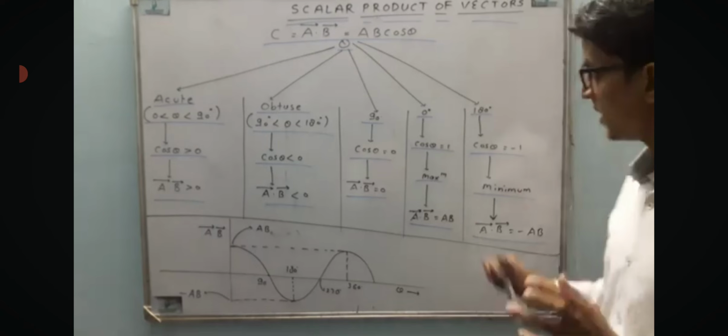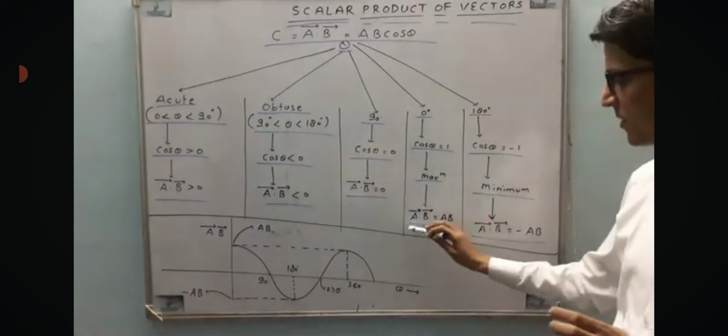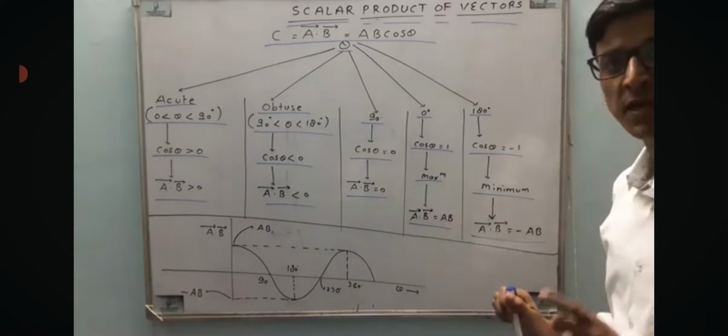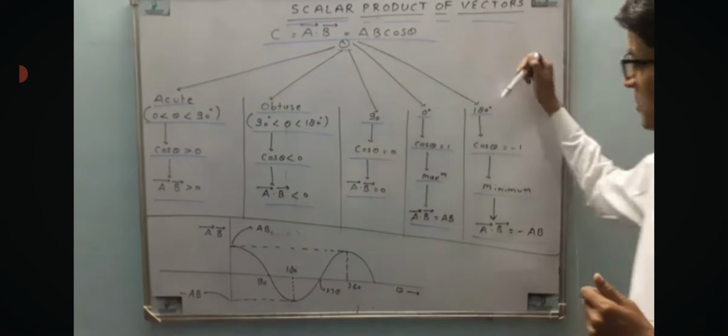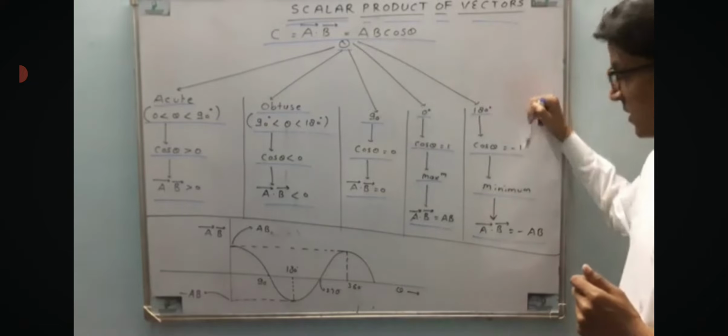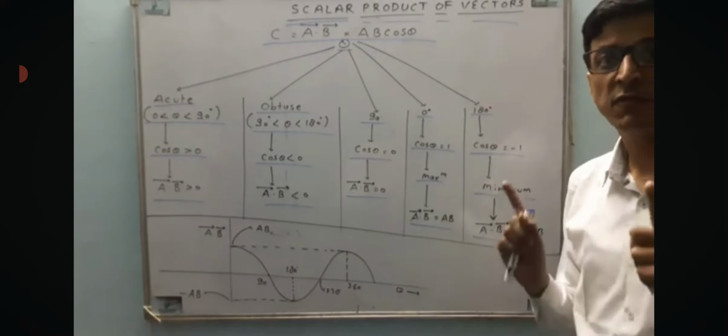Next, if theta is 0, then cos theta will be 1, the maximum. So A dot B has a maximum value AB when theta is 0. That means the vectors are parallel. When theta is 180, cos theta is -1, that is, it will be minimum. So the dot product is minimum when the vectors are anti-parallel or opposite.